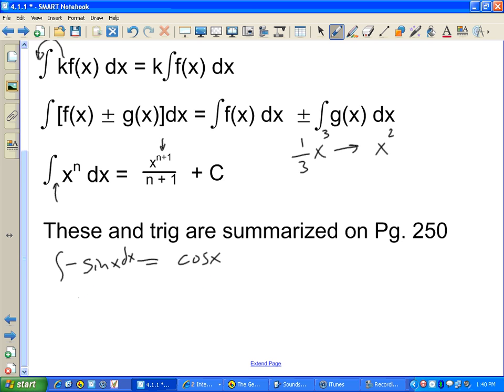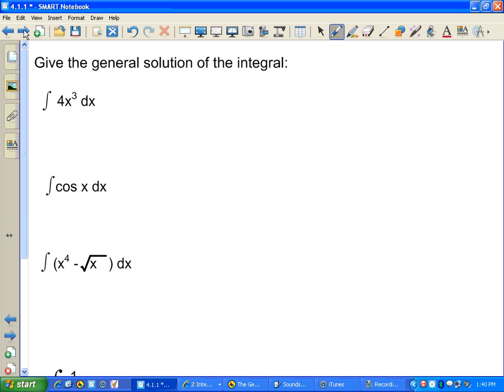Another example would be if I integrate secant squared x dx. Well, what do I take the derivative of to get secant squared x? Well, that's tangent x. Okay, so these are some of the trig rules. So let's go through a few examples. So general solution, okay, that just means I want a plus c on it.